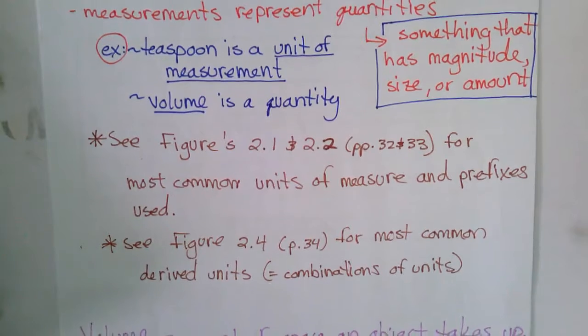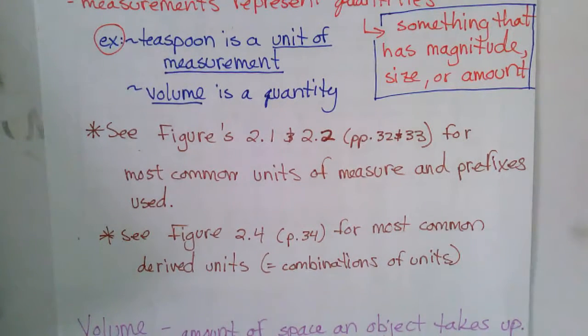I also have 2.4 listed there, figure 2.4 on page 34. And those are probably the most common units of measurement that we use. And they come from derived units. So it's a combination of different units, not just grams, but grams per liter. Not just centimeters, centimeters per liter, a centiliter, which would be cc's, something we use for medicine. When they give you an injection, they give you cc's. Centiliters are what those are.